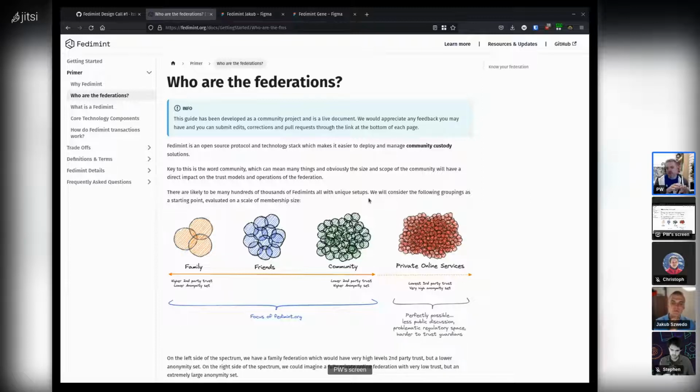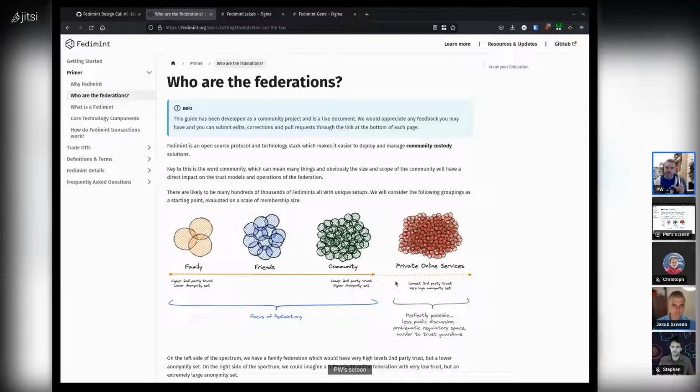Whereas the reality of the situation is that there could be hundreds of thousands of these Fedimints all over the place, and some of them are going to be small and for families, and some of them are going to be much bigger for large communities, and some of them could just be in this space over here, which is what we'd say is the low third-party trust. So more like an exchange online, some anonymous services or something like this that you might have. It's all possible with Fedimint.